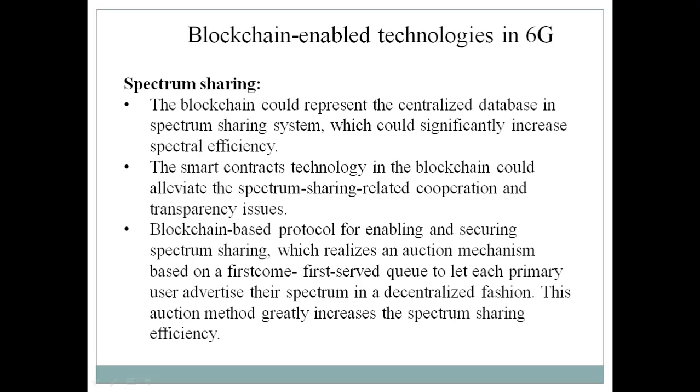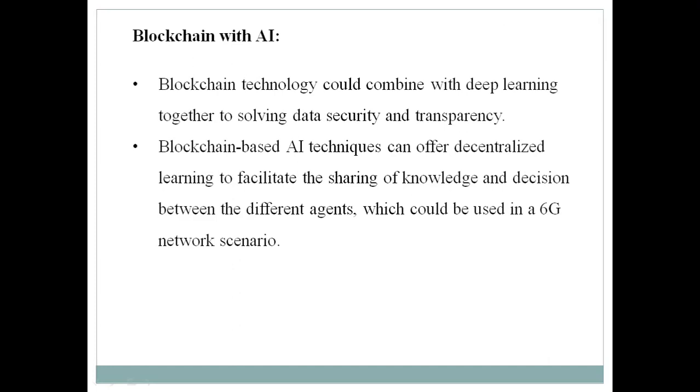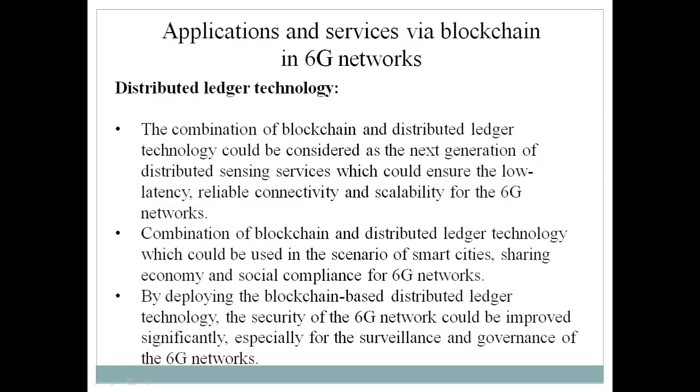A blockchain-based protocol is presented for enabling and securing spectrum sharing, which realizes an auction mechanism based on a first come, first served queue to let each primary user advertise their spectrum in a decentralized fashion. This auction method greatly increases the spectrum sharing efficiency. Blockchain could also be used with artificial intelligence. Blockchain technology could combine with deep learning, and together they solve data security and transparency issues. Blockchain-based AI techniques can offer decentralized learning to facilitate the sharing of knowledge and decisions between the different agents, which would be used in a 6G network scenario.